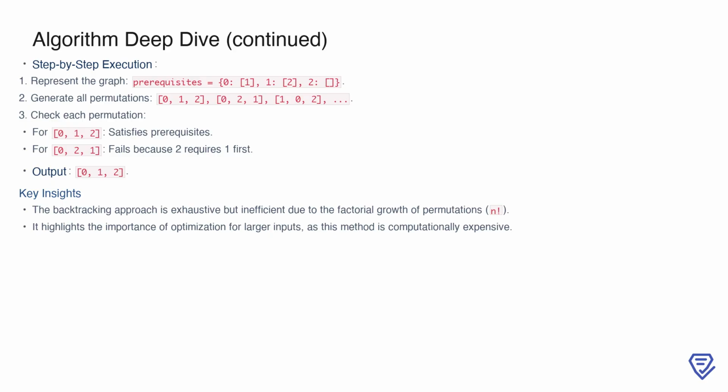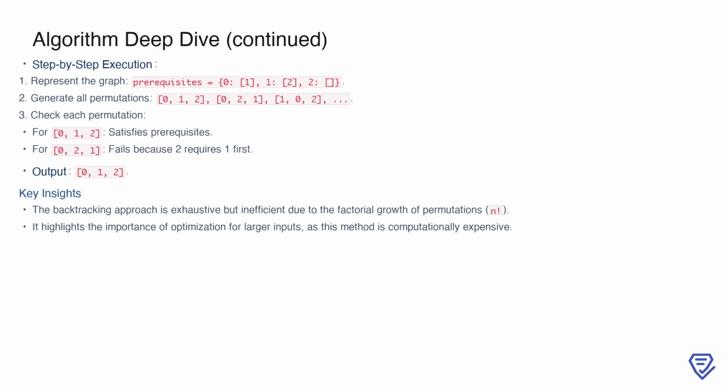For each permutation, we systematically check if it satisfies the prerequisite conditions. For instance, the order 0, 1, 2 is valid because 0 comes before 1 and 1 comes before 2. On the other hand, the order 0, 2, 1 fails because course 2 is attempted before course 1, which violates the prerequisite that 1 must come before 2. Once we identify a valid permutation, such as 0, 1, 2, we output it as the solution.